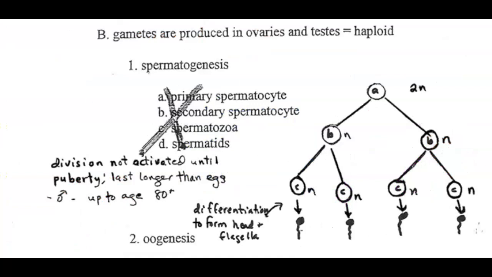So here's another difference. Spermatogenesis does not begin, it's not activated, until puberty. Sperm are going to last longer than the eggs, and the male, depending on the health of the male, can produce sperm into their 80s, whatever. So again, they're going to be producing 4, half X chromosomes, half Y chromosomes.